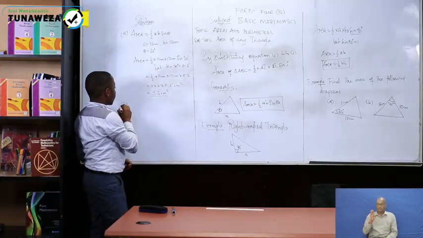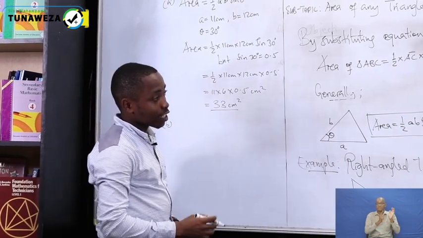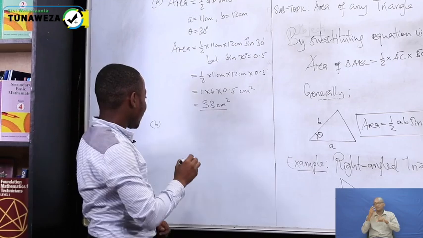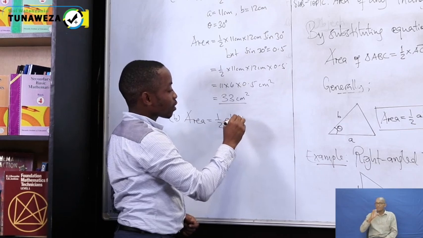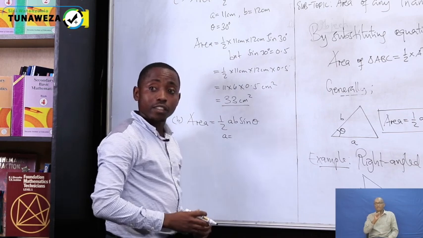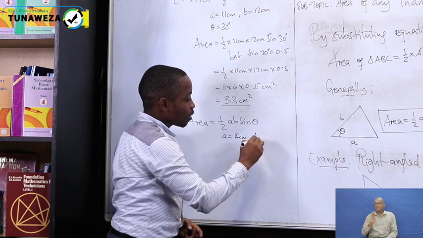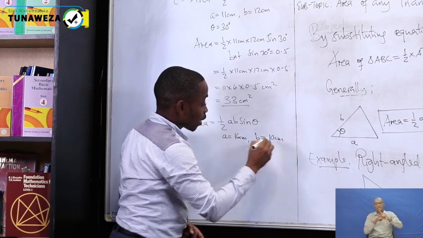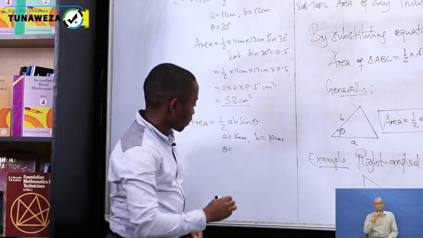For part B, we can do the same. We are given two sides, 16 centimeters and 10 centimeters, and the angle between them is 45. Now, what will be the area? As we know, the area is a half times the first side, times the second side, times the sine of the angle in between. The first side A is given as 16 centimeters. The second side B is given as 10 centimeters. And the angle between them is 45.